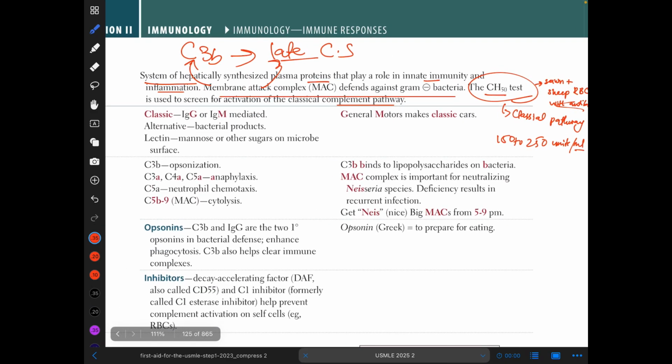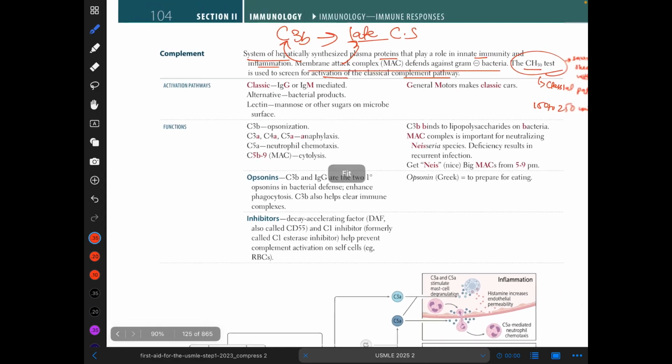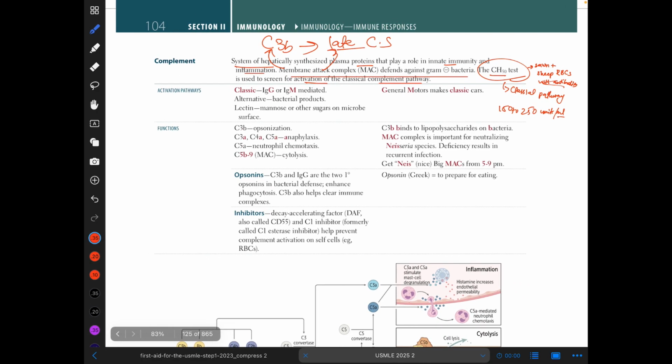Already they mentioned right there the CH50 test is used to screen for activation of the classical complement pathway. The classical complement pathway is working right or not. Then there is the activating pathway. You guys already know there are three pathways: classic, alternative, and lectin.